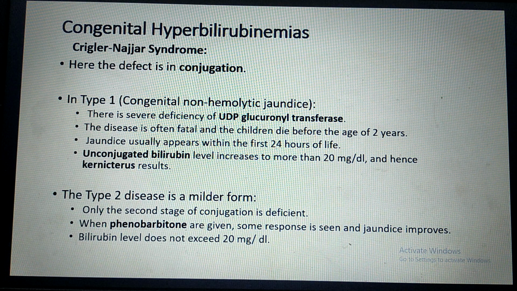Type 2 Crigler-Najjar syndrome is a milder form. Here, enzyme deficiency is not that severe. Only the second stage of conjugation is affected. That is also improved by giving the drug phenobarbital, which improves the conjugation process. And in this case, bilirubin level does not exceed 20 mg per deciliter.